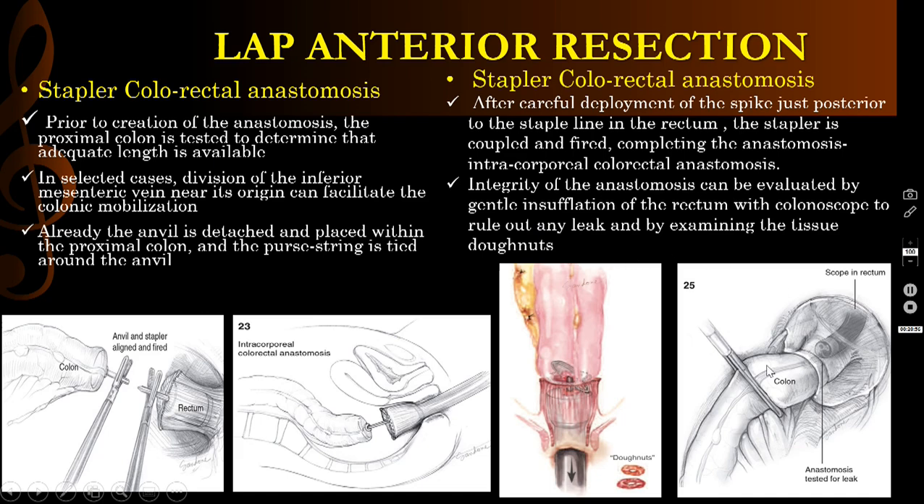This is one thing. You can also see the integrity of the anastomosis by examining the tissue downwards after firing this one. This tissue downwards also you can examine for the fullness of this tissue.